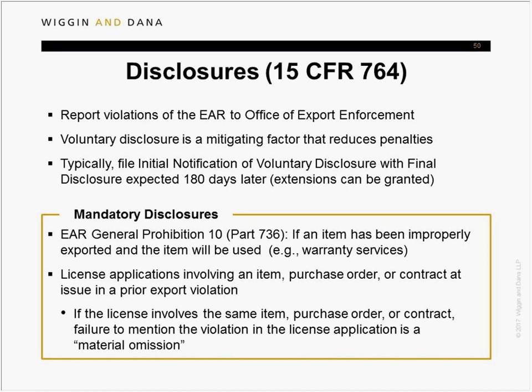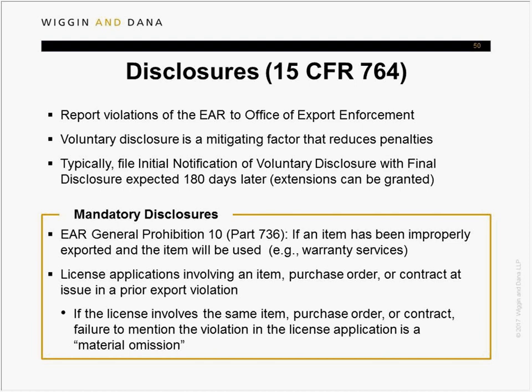So what about this disclosure business? Well, there are two types, voluntary and mandatory. Mandatory disclosures, there are not many of them under the EAR, but there are a few circumstances. There is something in the EAR that's really important to know about called General Prohibition 10. It's in Part 736.